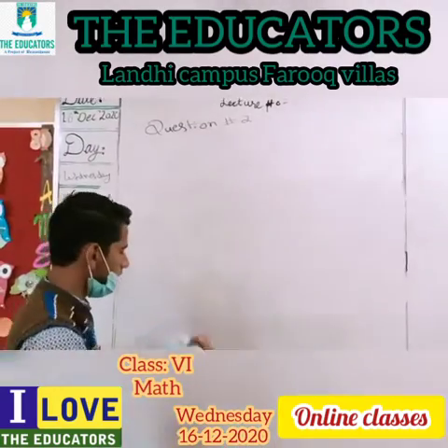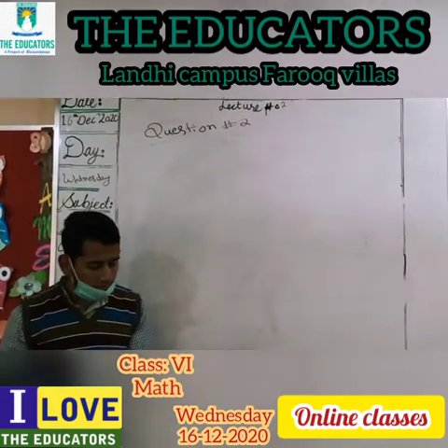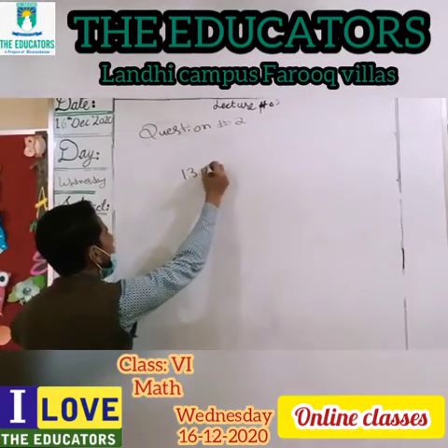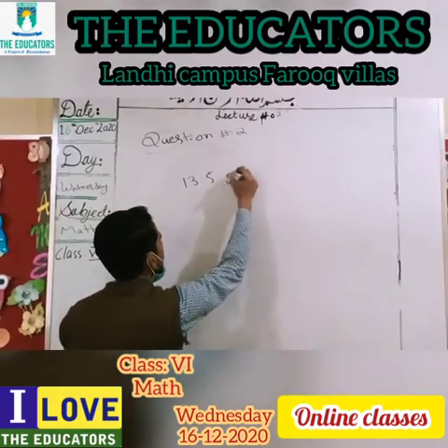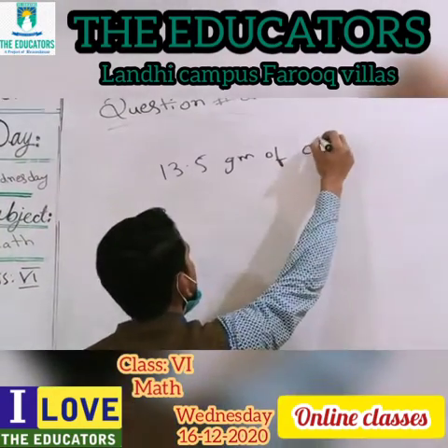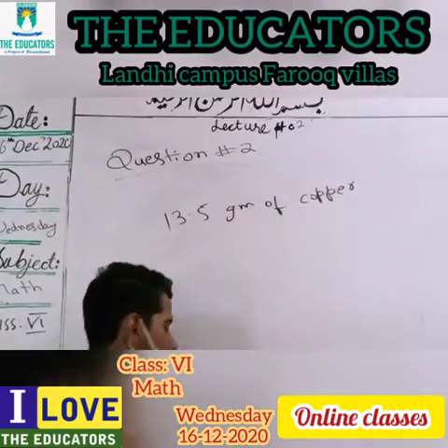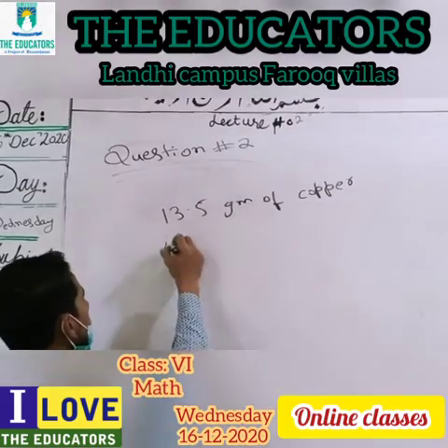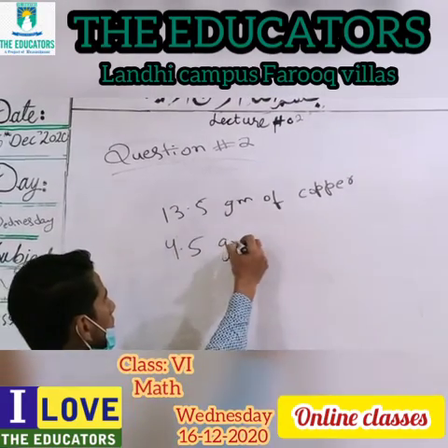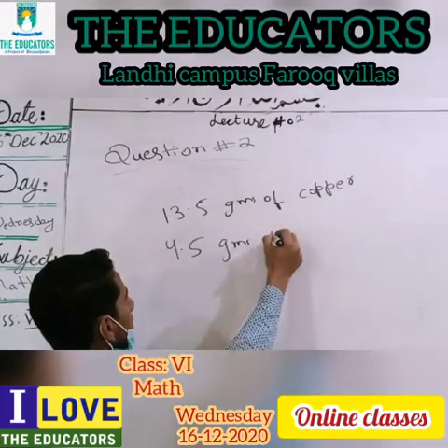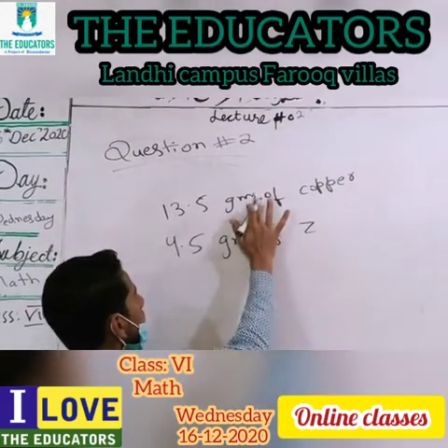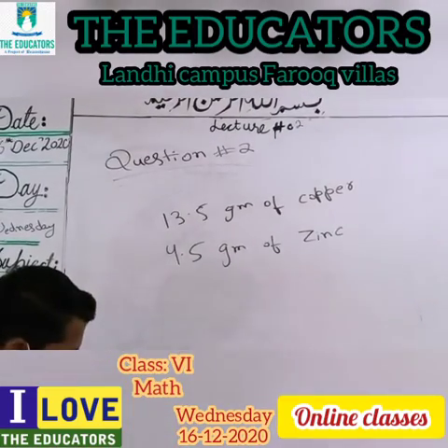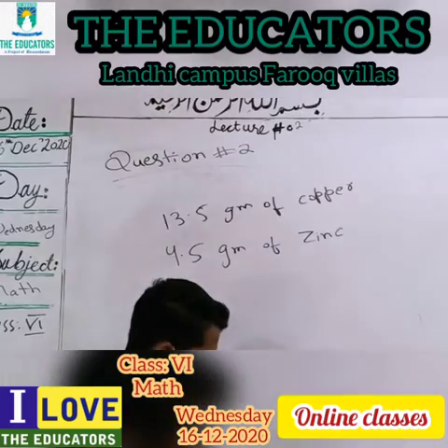Okay, so the question number 2 is an alloy contains 13.5 grams of copper, and then 4.5 grams of zinc. Now, what do they ask? Find the ratio by mass of copper to zinc in the alloy.